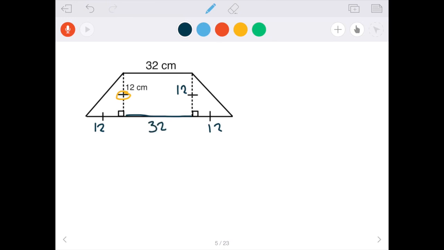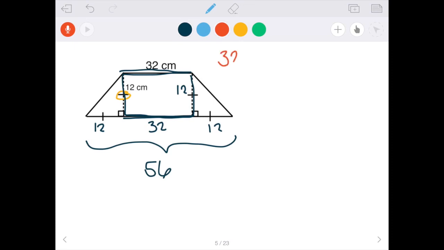This part is 32 because I have a rectangle here, and the top is 32, which means the bottom is also 32. So this whole side is 12 plus 12 plus 32, which is, let's see, 32 plus 24 is 56, I think. Okay, 56. So if I'm adding up the things that I know, the top is 32, and I know the whole bottom is 56. You could write those separately if you wanted to. What I don't know are these angled sides.